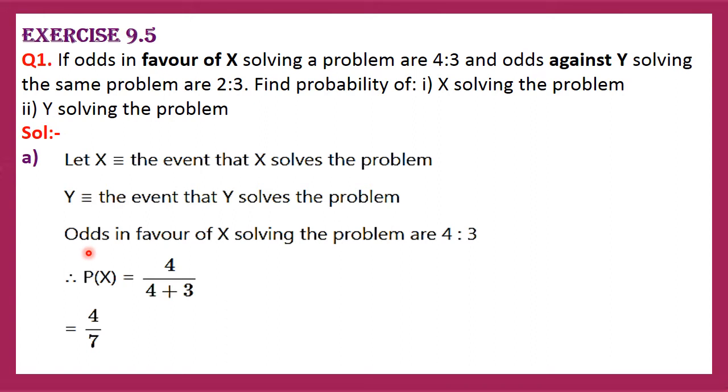Now odds in favor of x solving the problem are 4:3. Then by the converse formula, we have P of x is a by a plus b. A means the first term in the ratio. So 4 by 4 plus 3, that is 4/7 is P of x.